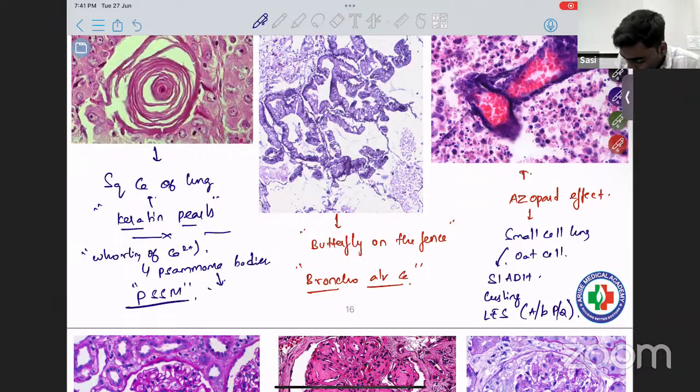And to see this, which stain will you use? Yeah, correct. We'll use this von Kossa stain. Okay, we'll use this von Kossa stain, in which it will stain black in color. Okay, it will stain black in color.